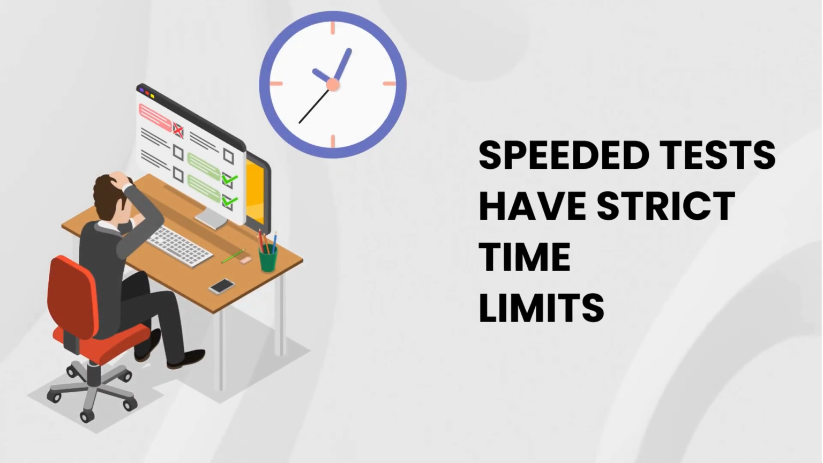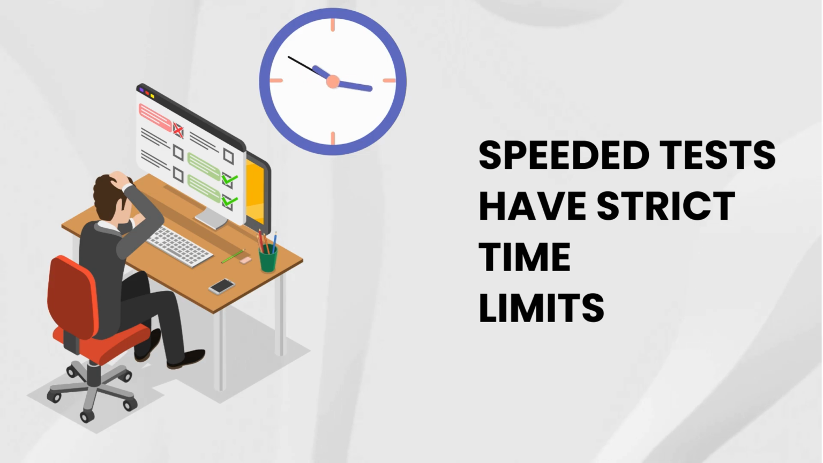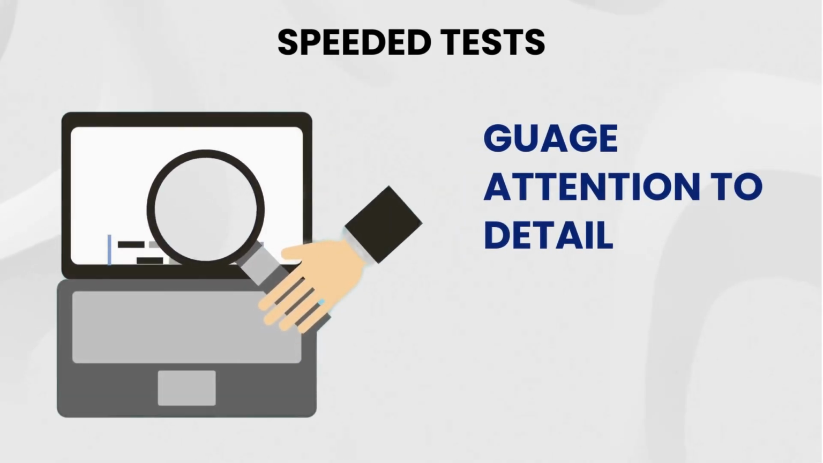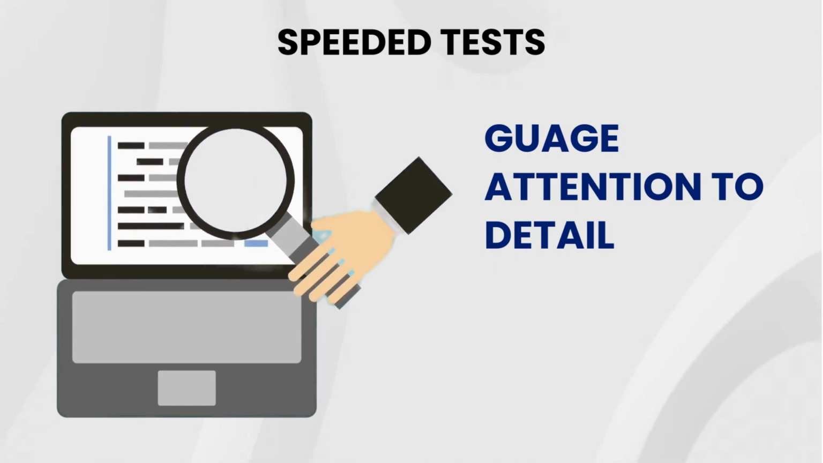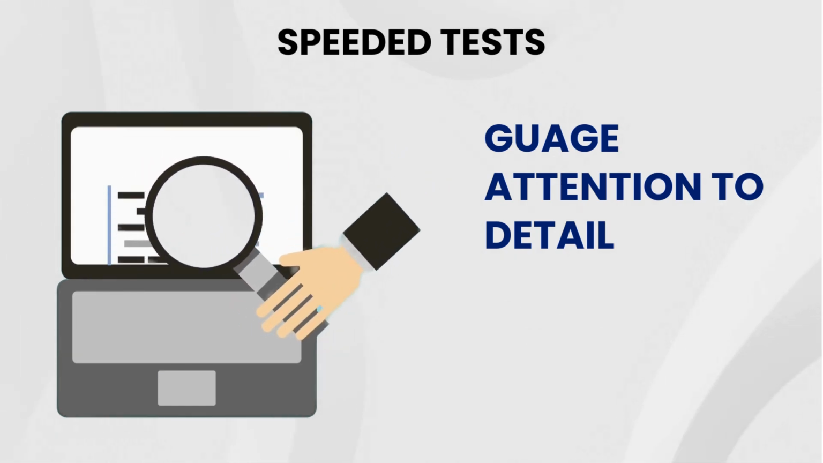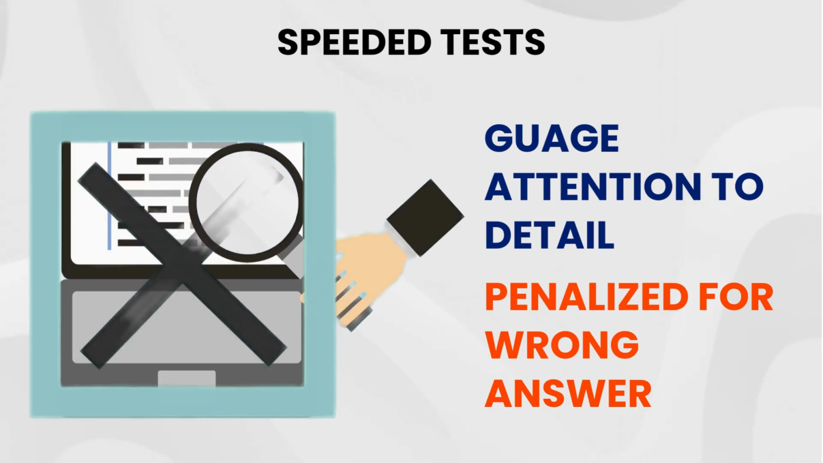Speeded tests have a strict time limit, which is set to measure how quickly a test taker can answer questions, rather than just assessing their knowledge in a particular subject. Because of the short time limit, test takers are not expected to finish the entire test. These tests are used to gauge a candidate's attention to detail. As such, test takers are penalized for wrong responses.